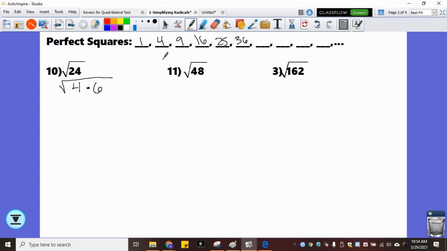Guys, pay attention. I chose 4 because it's the biggest perfect square that goes into 24. I tried 9, I tried 16. These didn't work. 1 always goes into every number. But we don't know the square root of 6, but we do know the square root of 4. What number times itself gives you 4? 2. So 2 square root 6, because 4 times 6 gives me 24.